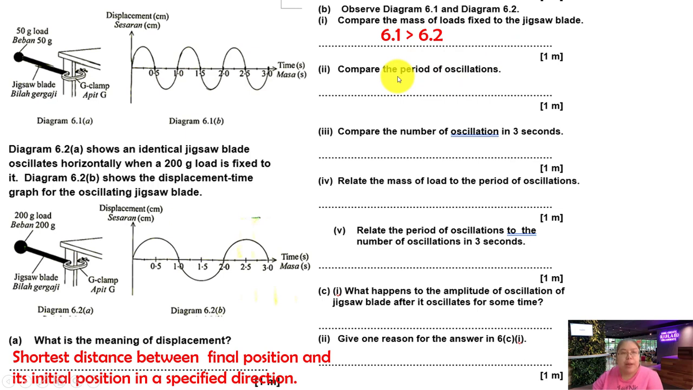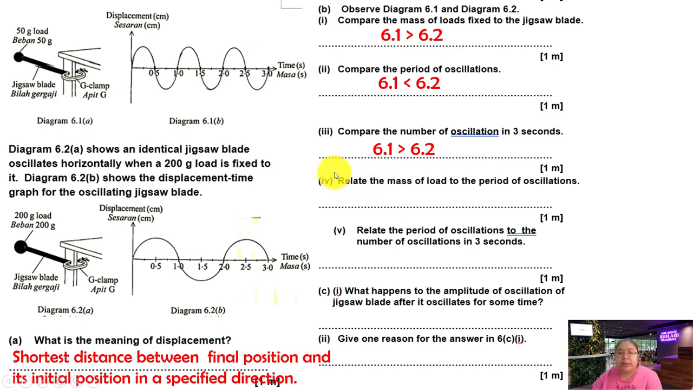Okay, number 2, compare the period of oscillation. So the period of oscillation of 6.2 is also longer. So we just answer 6.2 is longer than 6.1. Okay, compare the number of oscillations in 3 seconds. The number of oscillations surely is more for 6.1 because it has 3 hertz frequency. So the answer is 6.1 is more than 6.2.